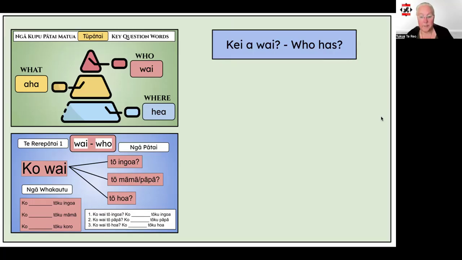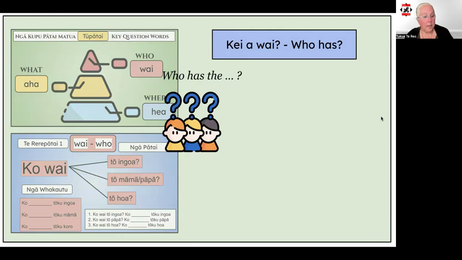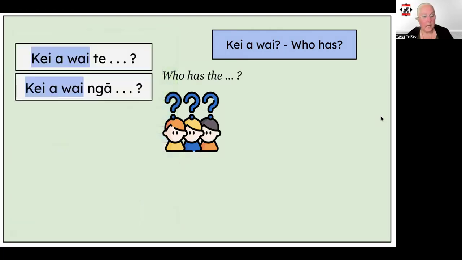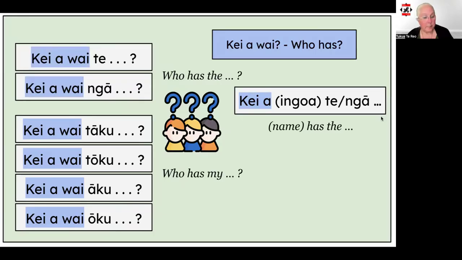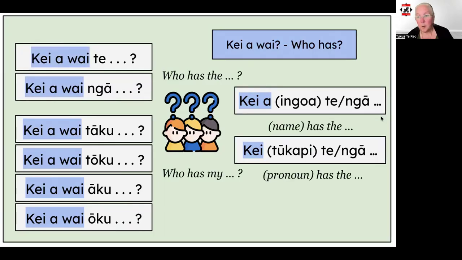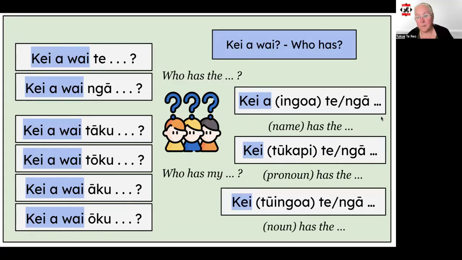So some examples of how we might use it are who has the, kia wai te or kia wai ngā, who has my, kia wai tāku, tōku, aku or oku. And the answers to these would be something like kei a and then someone's name, kei and then a pronoun, and then kei and then the name of something. There are too many possibilities to mention here, so I'll show you some examples.